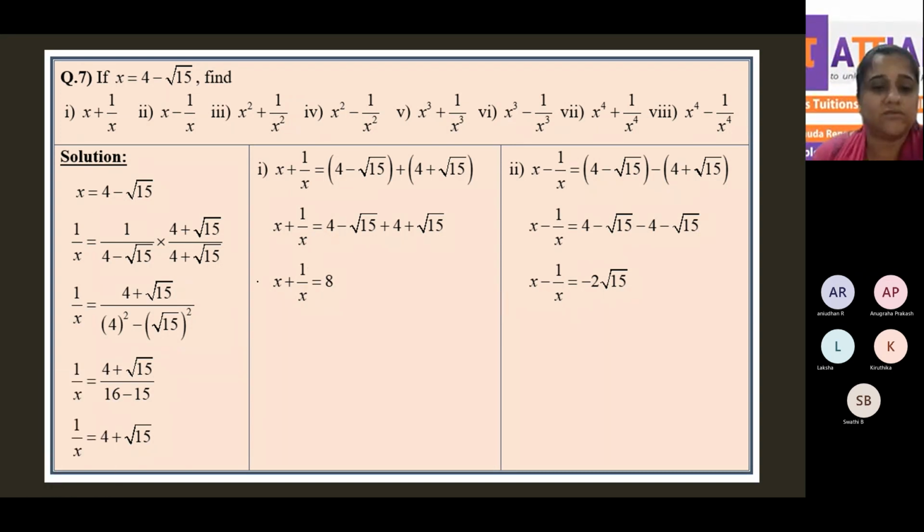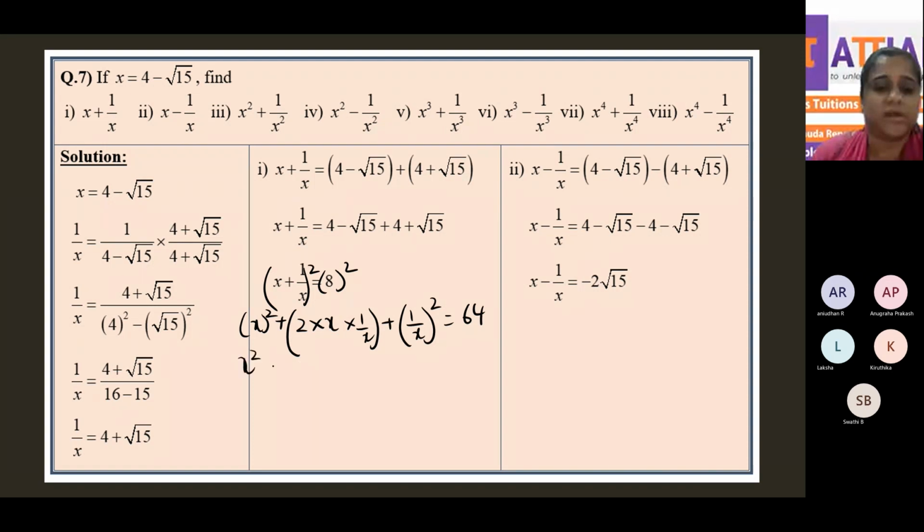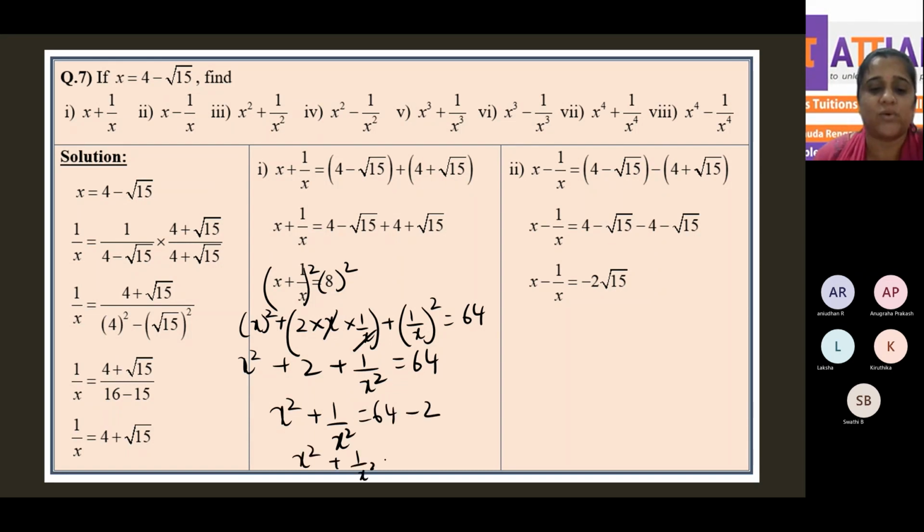I'll do it again if you're not very sure. Square this answer on both the sides. A square plus 2 into a into b plus b square is equal to 8 square, 64. So this is x square plus, x and x gets cancelled, 2 into 1 is 2 plus 1 by x square is equal to 64. Now 2 transposed, so x square plus 1 by x square is equal to 64 minus 2. So x square plus 1 by x square is equal to 62.